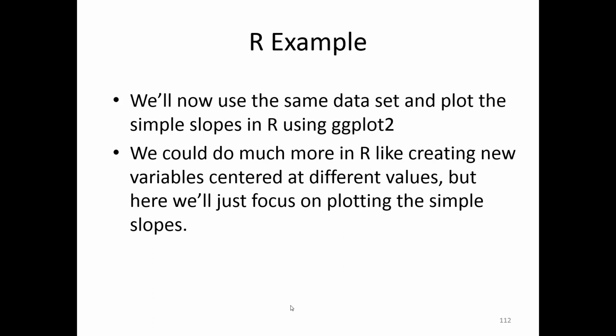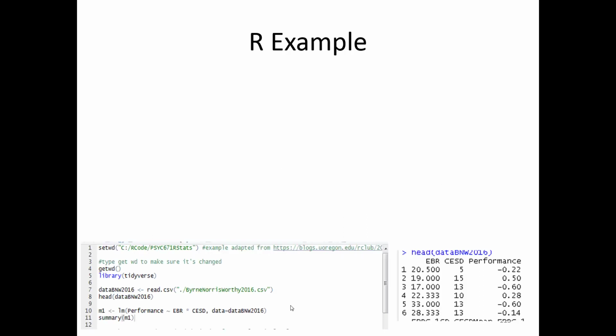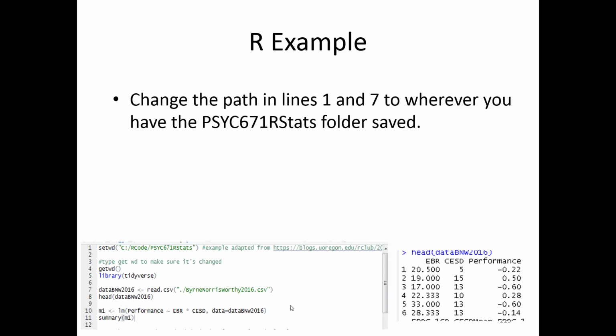So these simple slope plots are the most important thing to help visualize your interaction effects if you ever have data with an interaction. It's also a little bit counterintuitive, so that's what I wanted to go over in this example. So open up the continuous interaction.r script. Okay, so this is what it should look like.